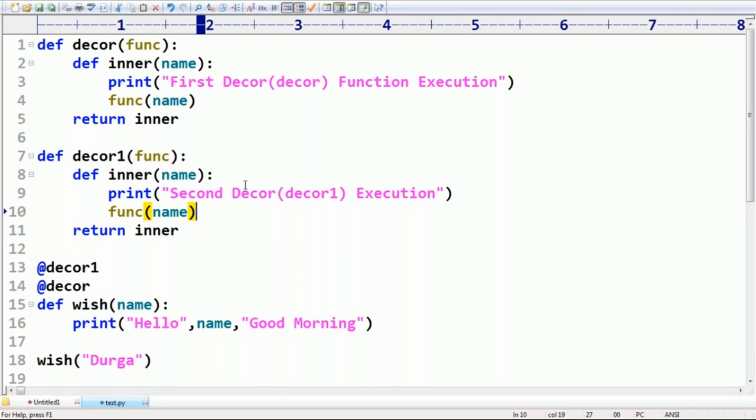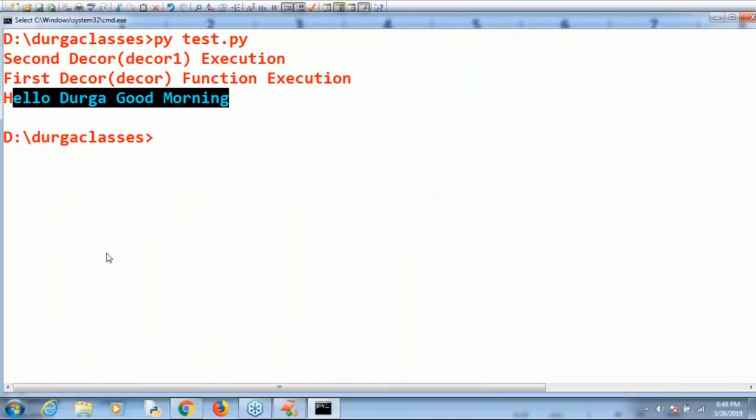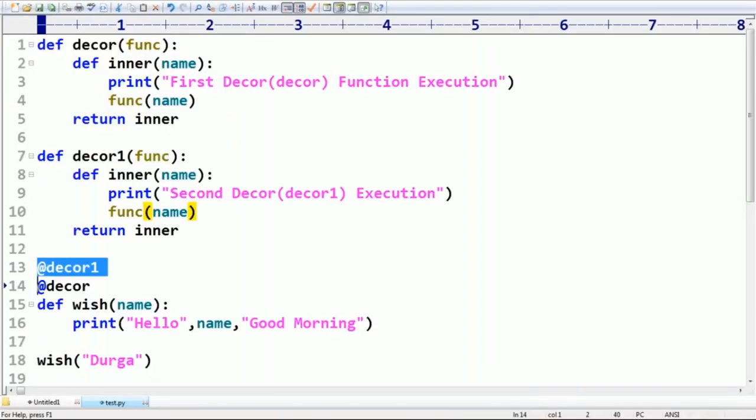How many times is it going to be called? First, this decor function. Second decor execution. After that, first decor execution, and then hello Durga, good morning, something like that is going to be executed. Now, one minute. Let me go for one more example so that you may get some clarity. Even I need to keep some analysis here. Don't worry about that.